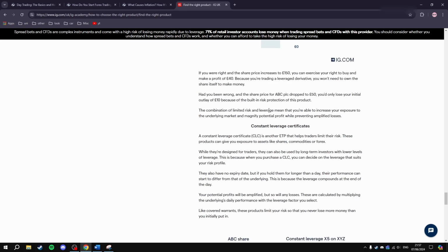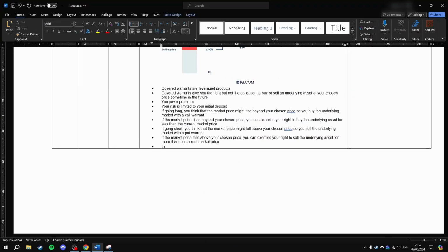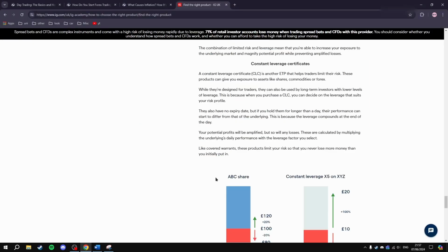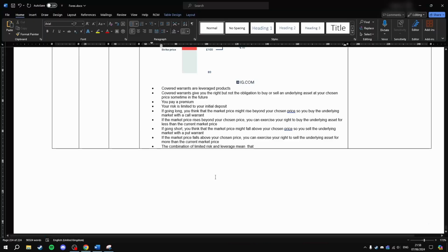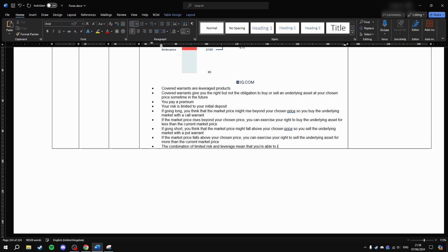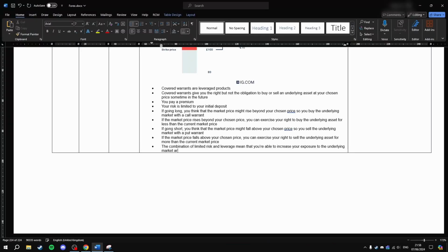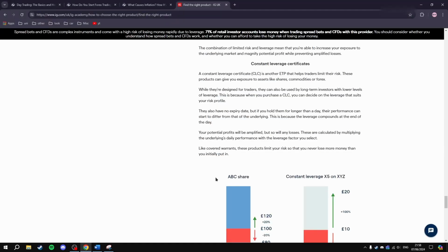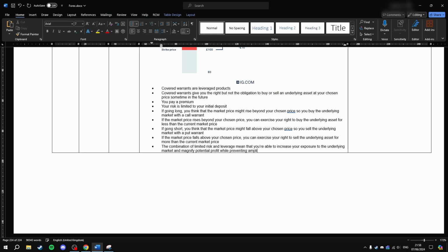The combination of limited risk and leverage means that you're able to increase your exposure to the underlying market and magnify potential profit while preventing amplified losses.